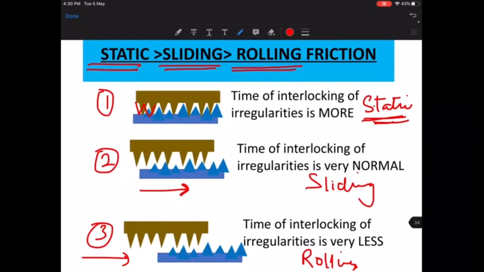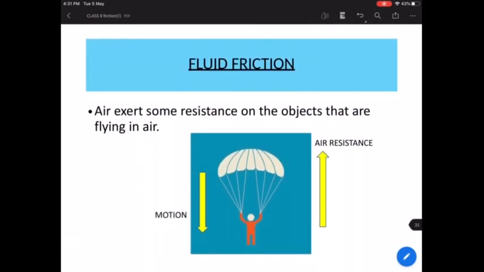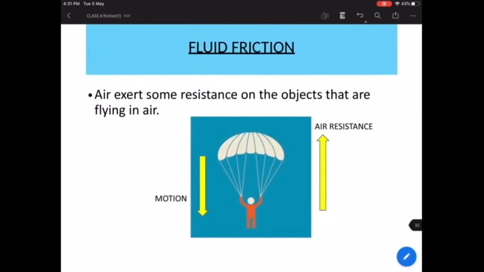You got my point? So which kind of friction is more? Static friction is more. Which kind of friction is the least? Rolling friction is the least. And which kind of friction is in between the static and rolling? It is the sliding friction. Okay? So I hope that is making this concept very clear to you. Fine. Now let's move on to fluid friction.